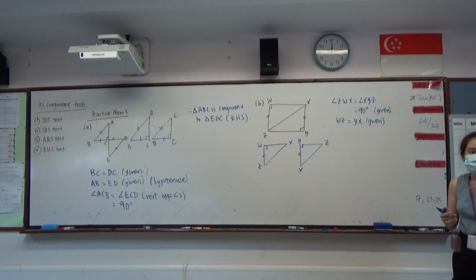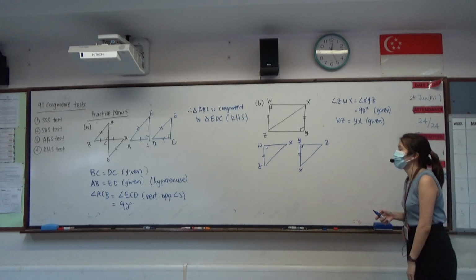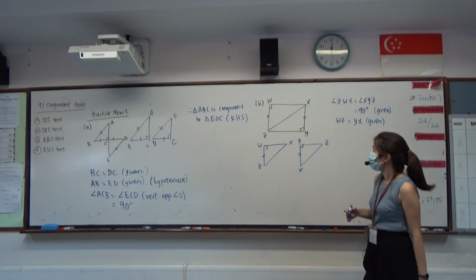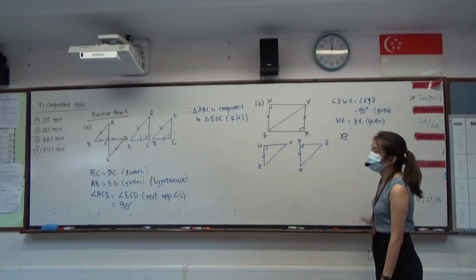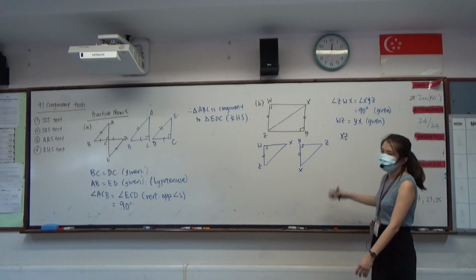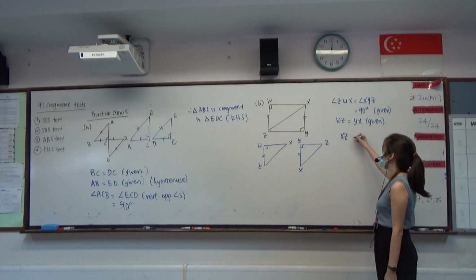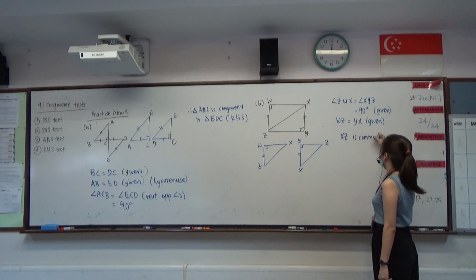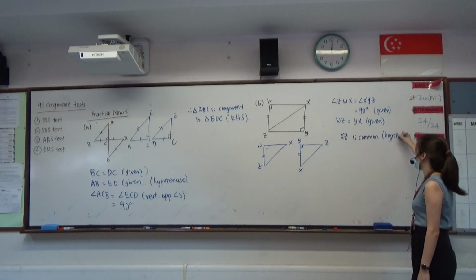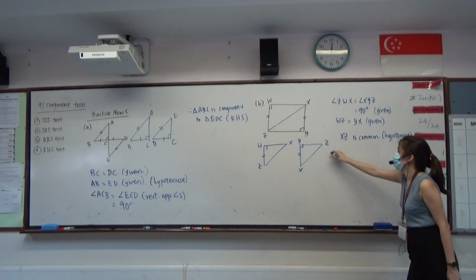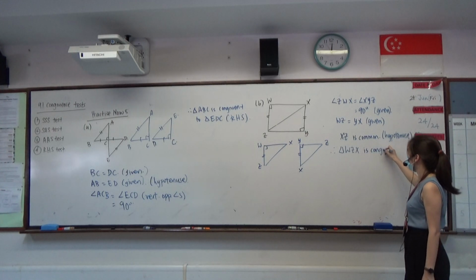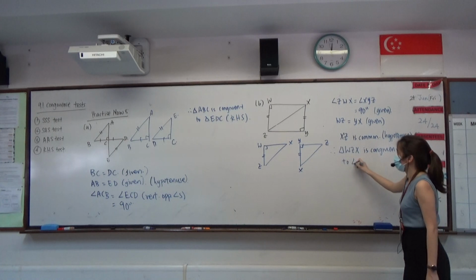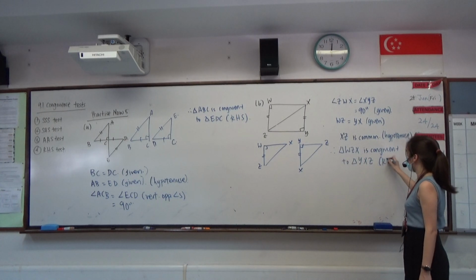So what should we do? What test should we use? Gina, what do you think? We use RHS, and where is the H going to come from? XZ. Why is XZ equal to ZX? Because it is in common. So XZ is common, and that is the hypotenuse. Therefore triangle WZX is congruent to triangle YXZ due to RHS.